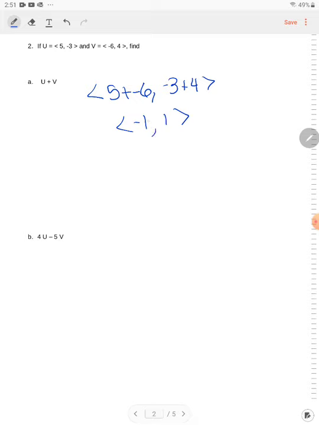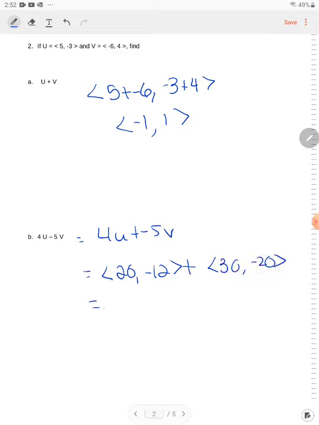Now 4u minus 5v. I would solve it like this: 4u plus -5v. It's just a little easier on the mathematics. So 4 times u is going to be 20, -12, plus, and then let's multiply by -5. -5 times -6 is 30, -20. So if you add the terms, 20 plus 30 is 50, -12 plus -20 is -32.